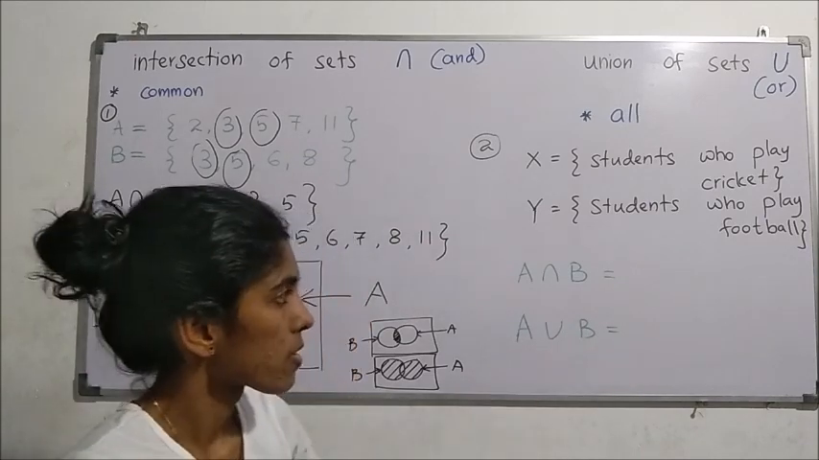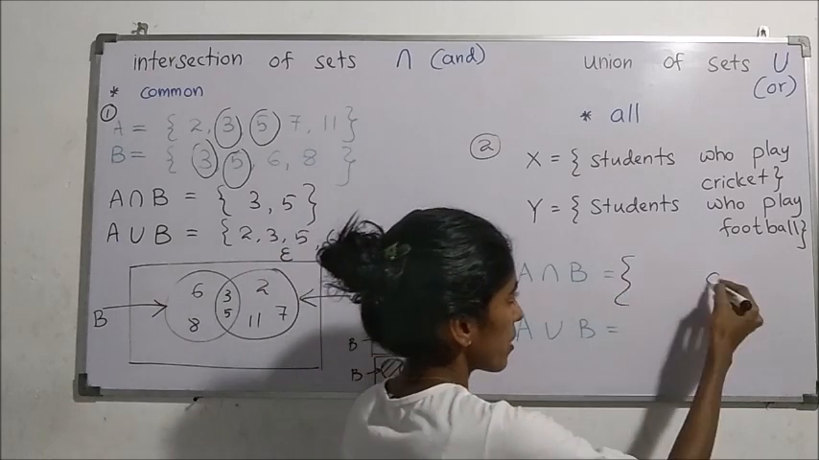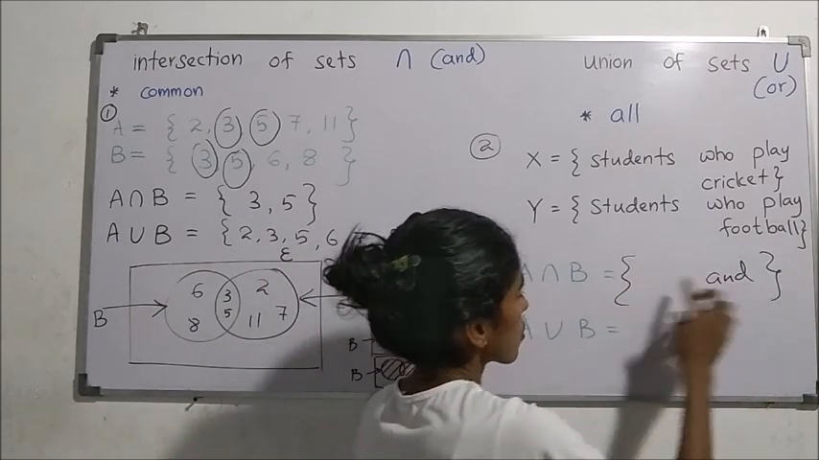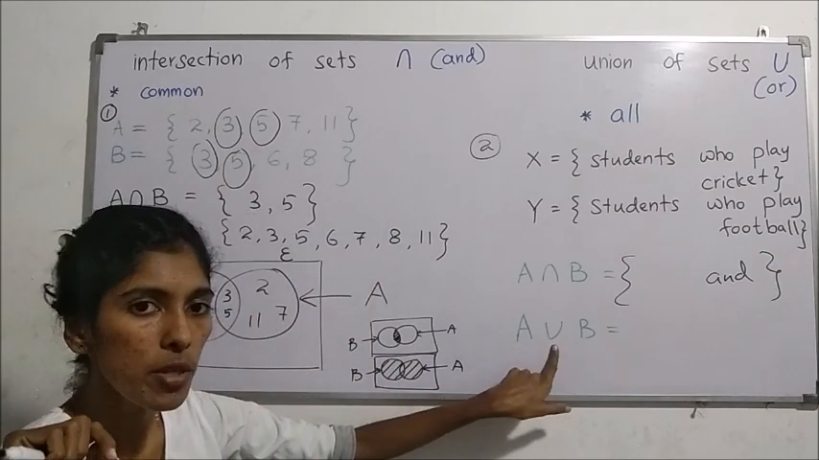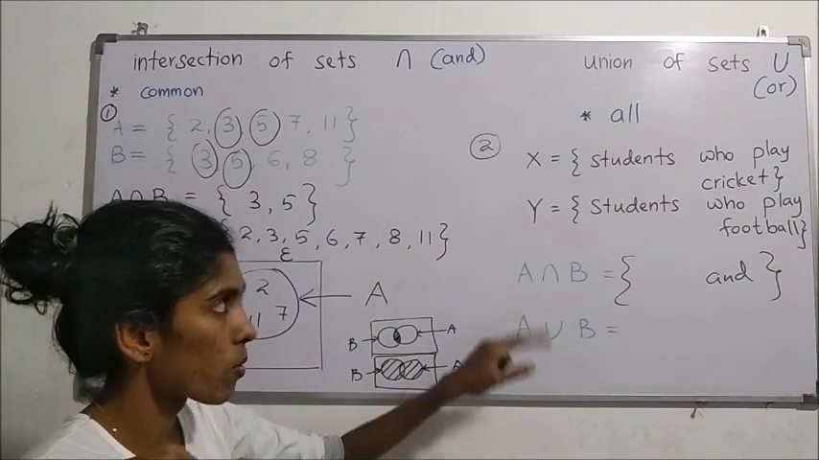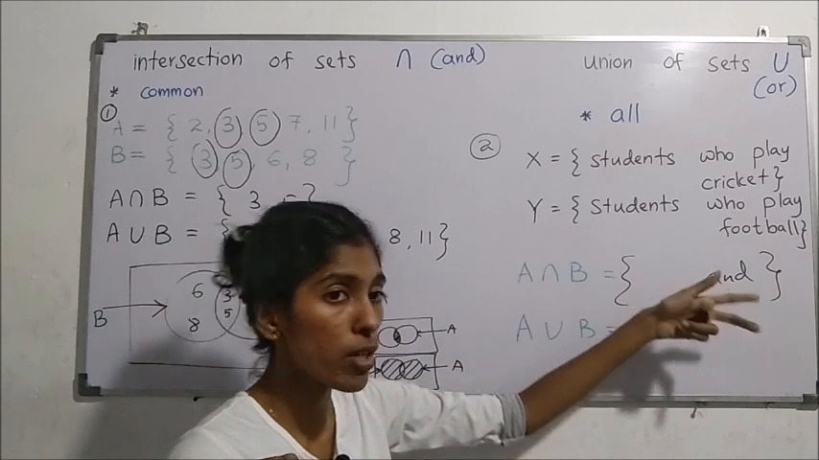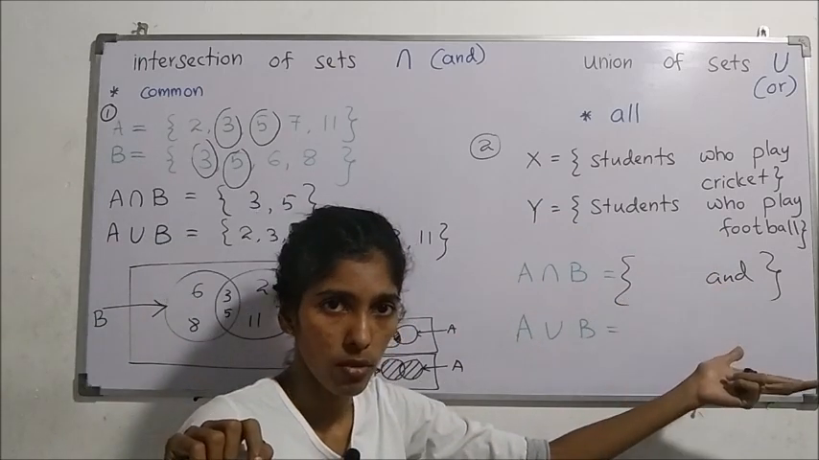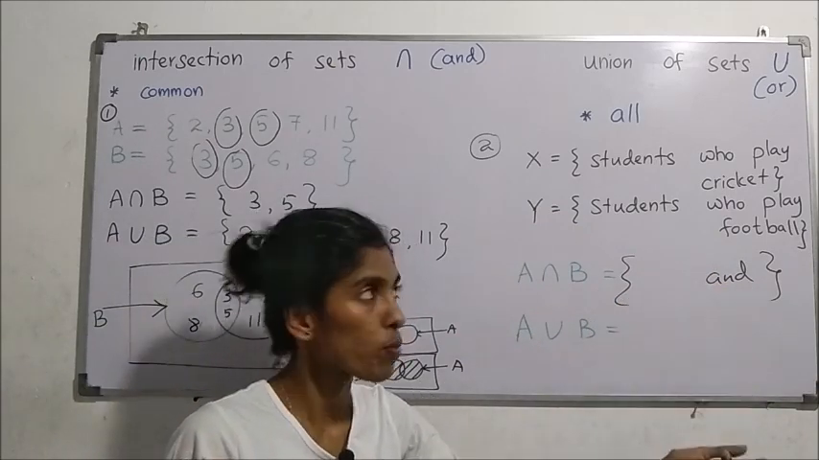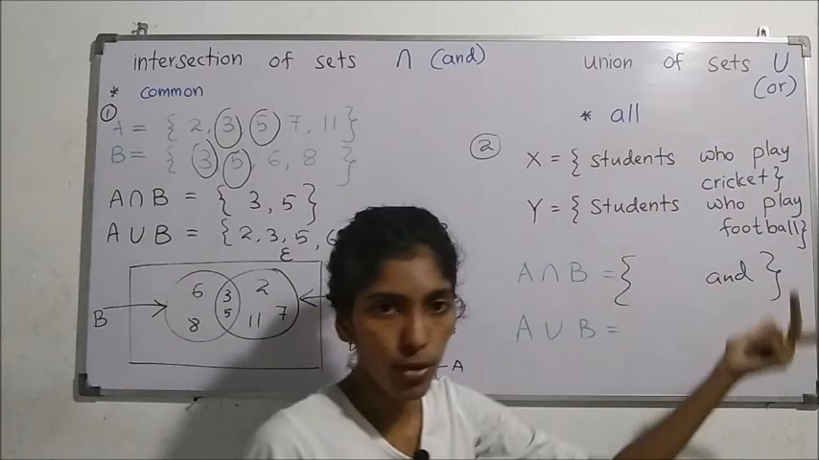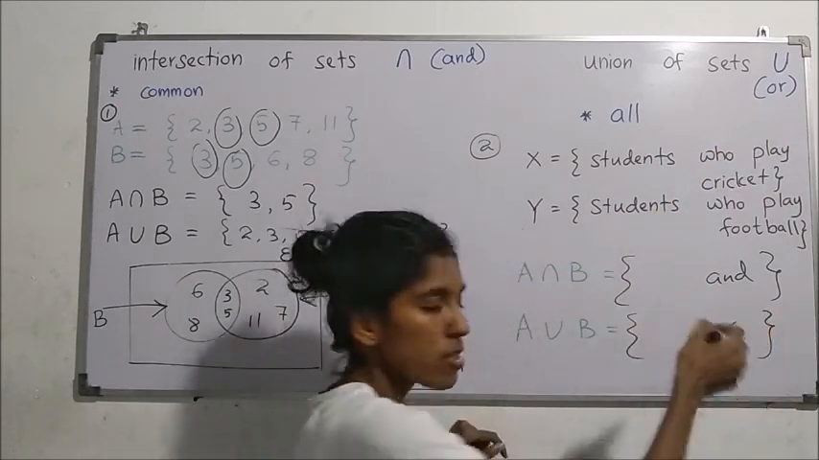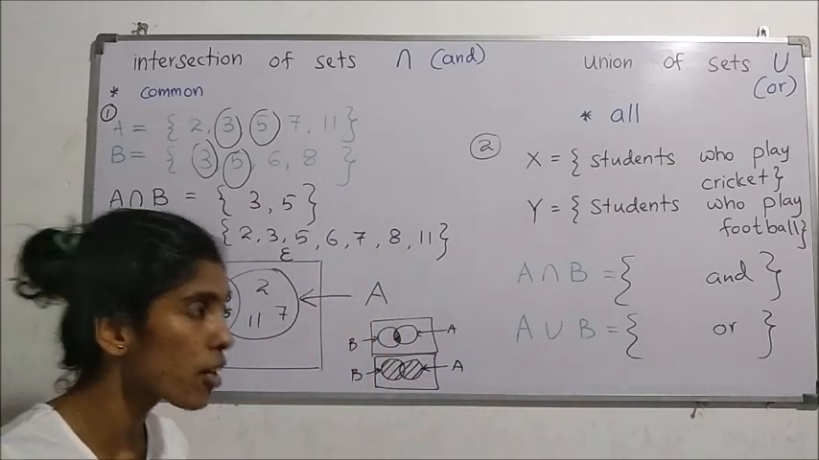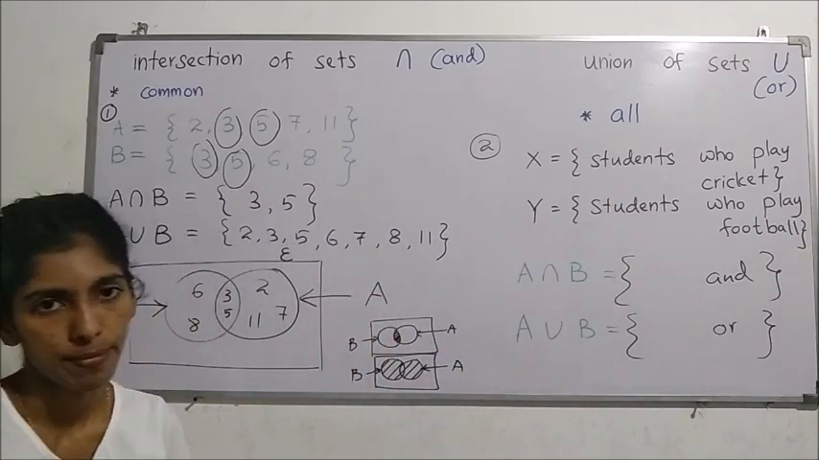Next, here we need to use what? The word and. Okay, students who play cricket and football. Next, union. Union means all. That means students who play cricket or football. We want all the students who play cricket or football. So simply you can write it by putting these two words, if you are not given any elements.